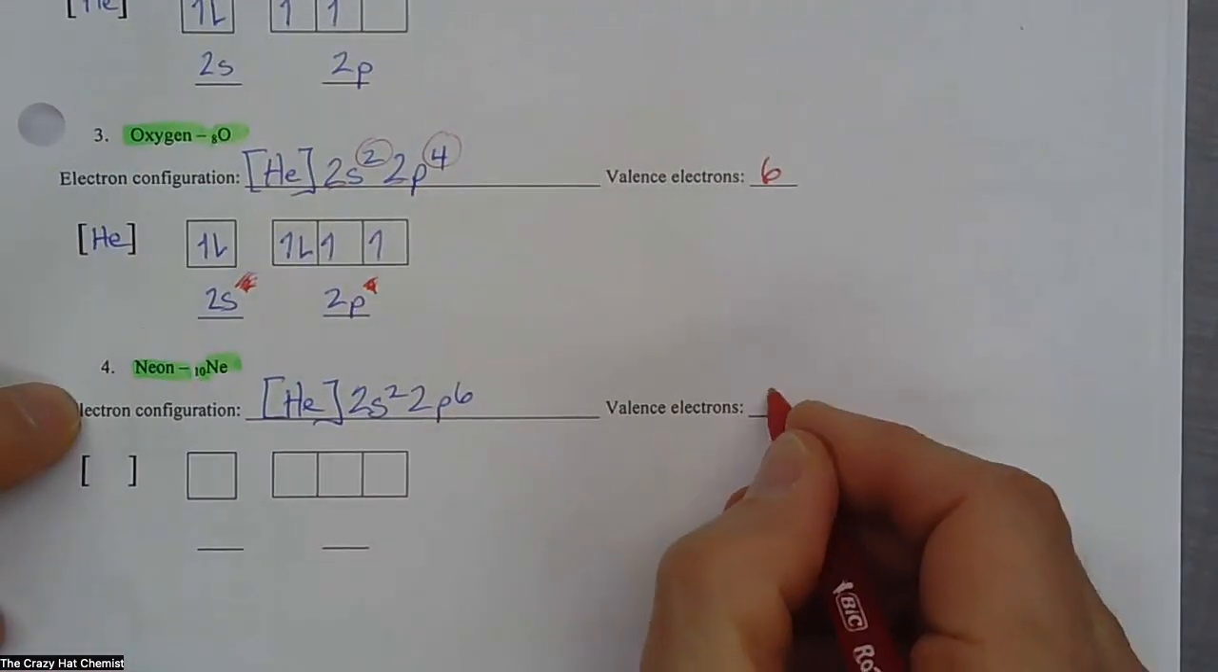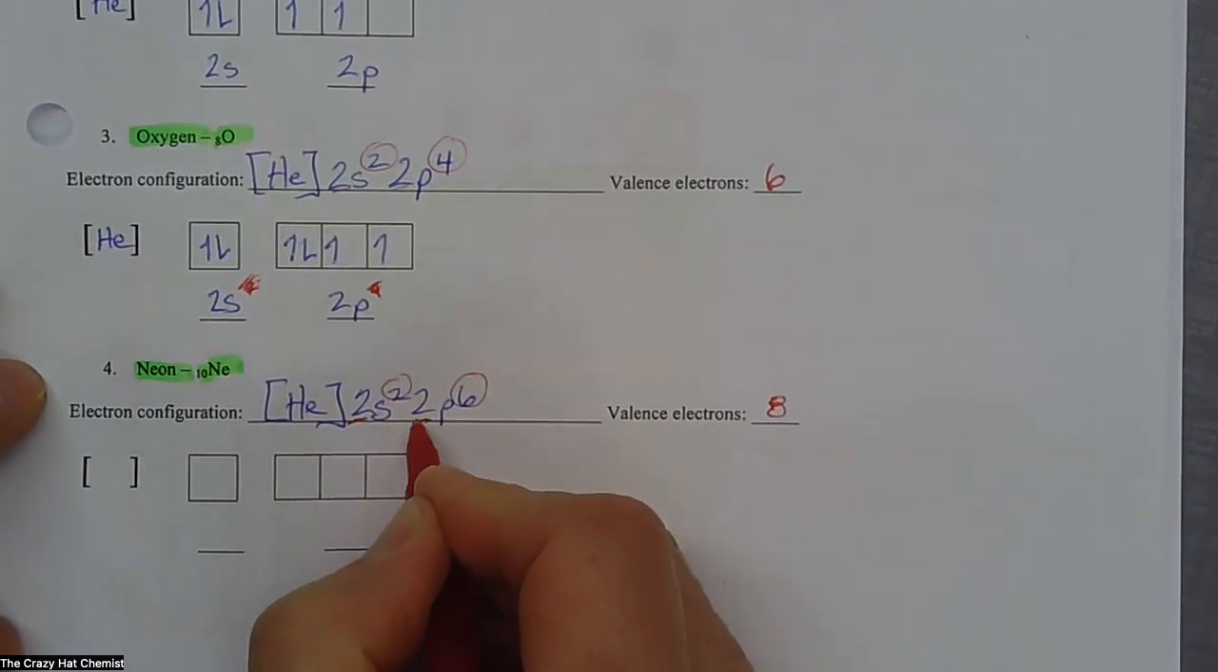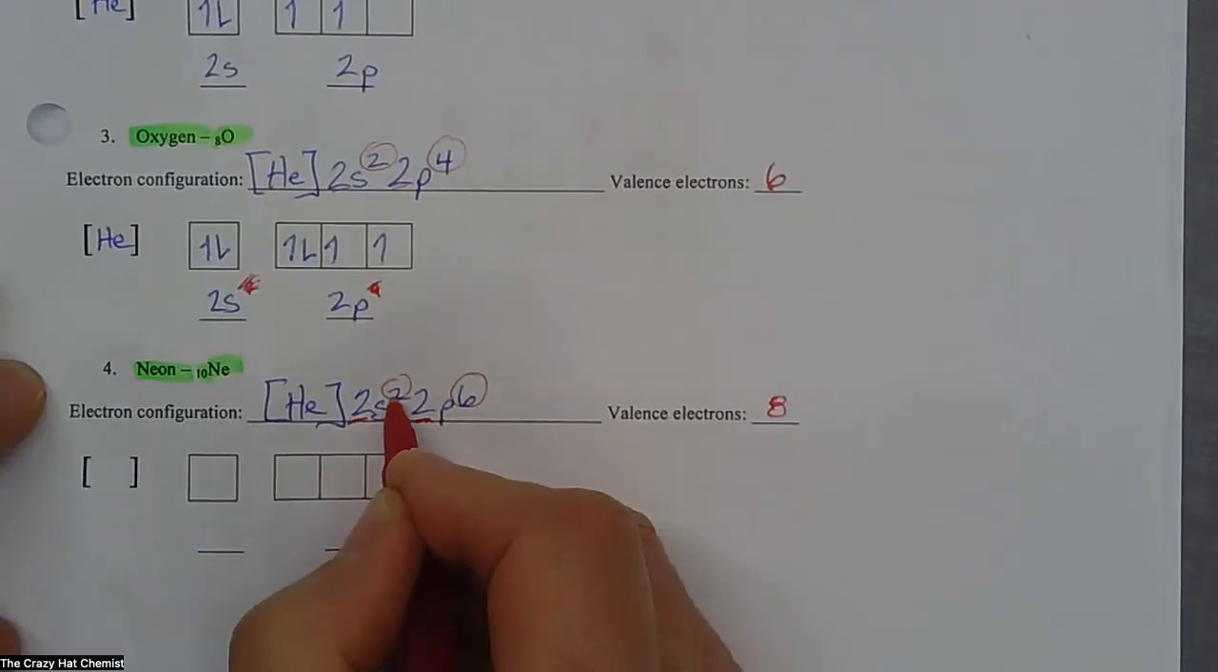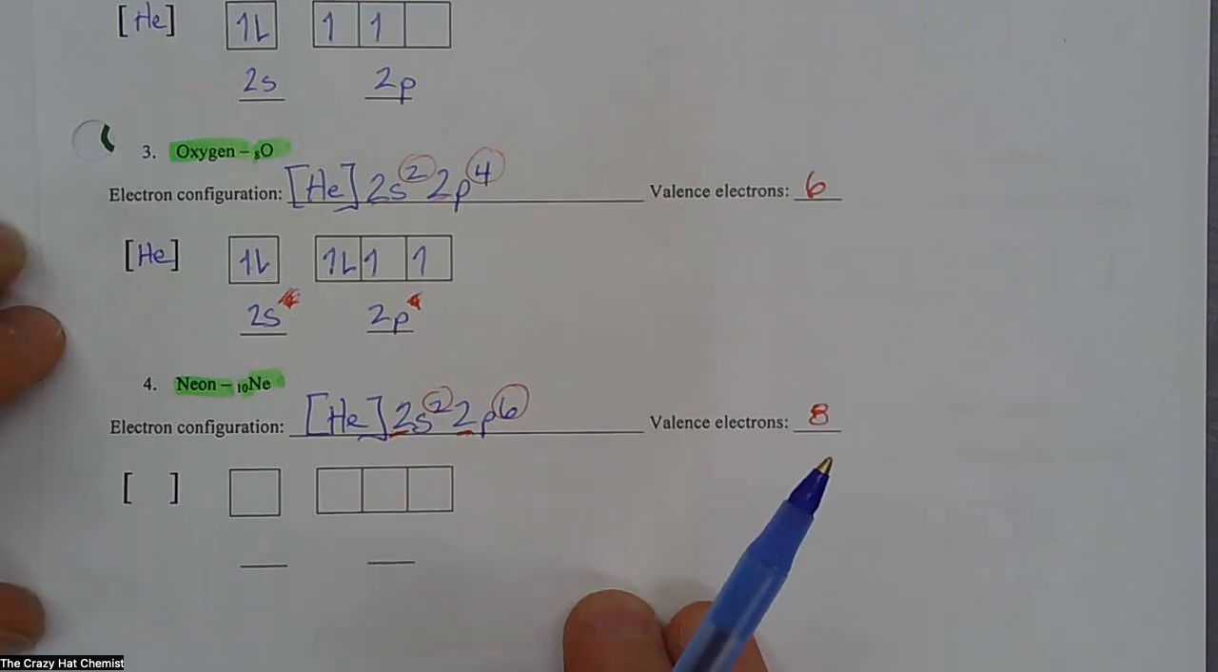Absolutely, most certainly, that is an 8. I'm going to sum up the largest principal quantum number 2 and 2. That's a 2 and a 6. That's 8. Okay, we're going to write the orbital box diagram of the same.